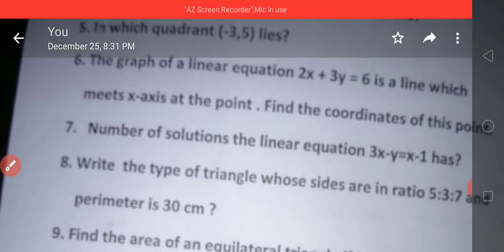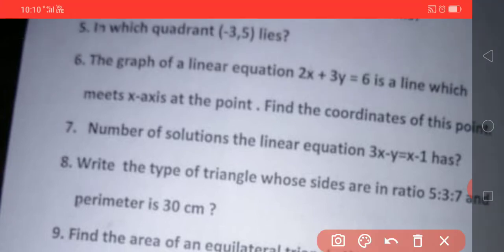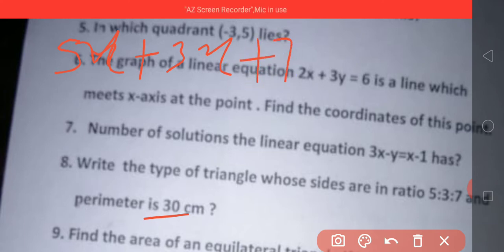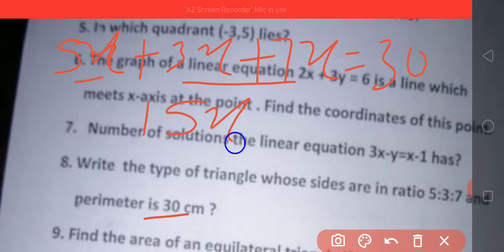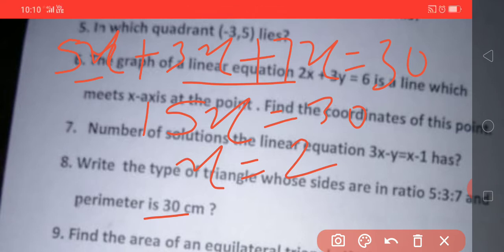And if you want to solve, you can solve like you have given a perimeter 30 centimeter, means sum of the sides, that is 5x plus 3x plus 7x equal to 30. Now if you find the sum, 10 and 5, 15x equal to 30, and x is equal to 30 by 15, that is 2. So what are the measurements of sides? 5x means 5 2s are 10, 3x means 3 2s are 6, 7x means 7 2s are 14.